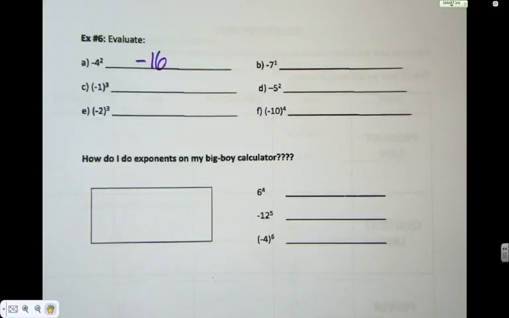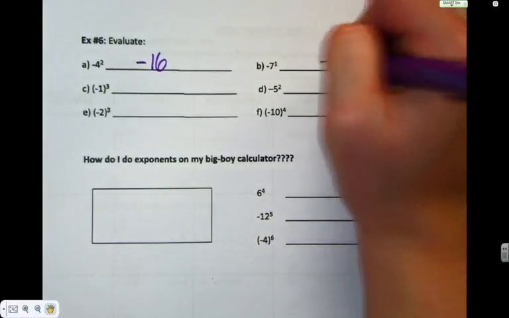B, brackets or no brackets? No brackets, so the answer is going to be negative. 7 to the 1, well, that's just 7 times 1, which is 7.